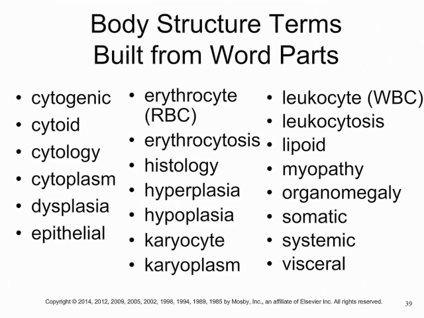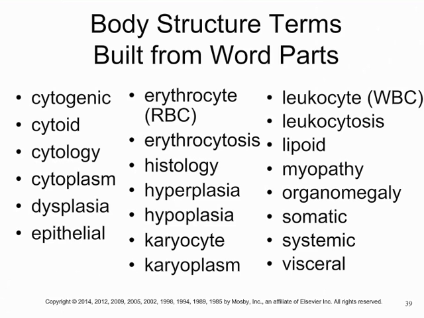So here are the body structure terms that are built from word parts. Again, don't be scared because this is another long list. Everything that is built from word parts in this chapter comes from those that we learned at the beginning. So focus on the word roots, focus on the prefixes and suffixes, and then you can kind of put them together in any which way to understand what they mean. So for example, cytogenic would be something that is producing cells, whereas cytoid would mean resembling a cell. Cytology would be the study of a cell, and cytoplasm is a substance of a cell.